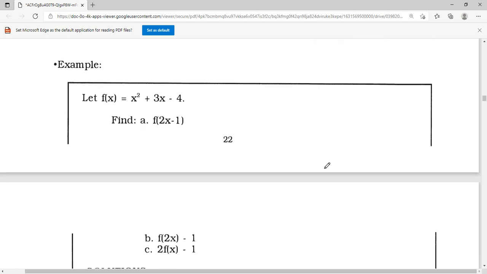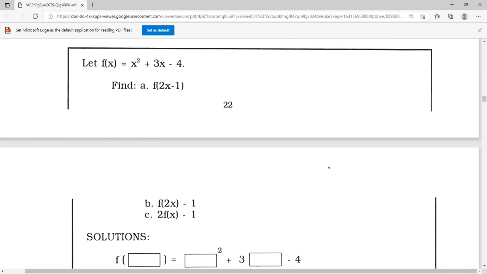All right, so let's do an example. F of x equals x squared plus 3x minus 4. For a, we've got to find f of 2x minus 1. All right, so I'm going to rewrite this. F of x equals x squared plus 3x minus 4. And we're supposed to find f of 2x minus 1.